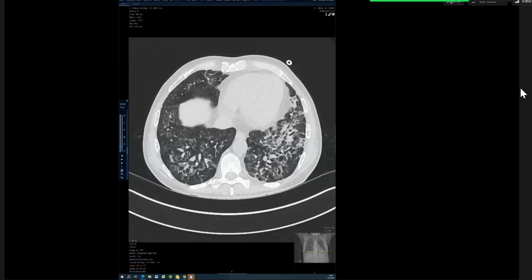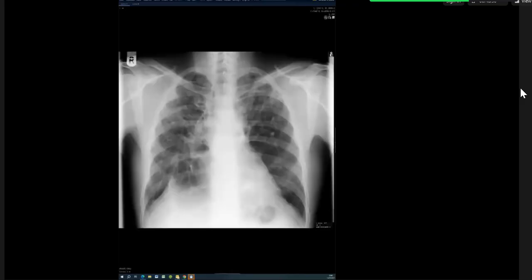Do we have candidate number 3 with us? Yes, ma'am. Okay, I'm going to give you a chest X-ray again. This is a routine clinic chest X-ray, a patient who's come in for follow-up.